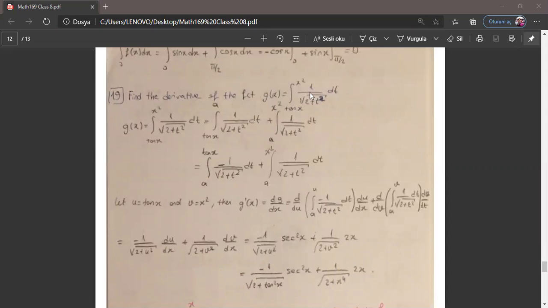Now we want to find the derivative of this function. Again, it starts with tangent x to x squared, okay? Here we need to do something again. So we can separate it by using some constant a, okay? Here we think of a like this, okay? This may seem like something weird to you, but it is.